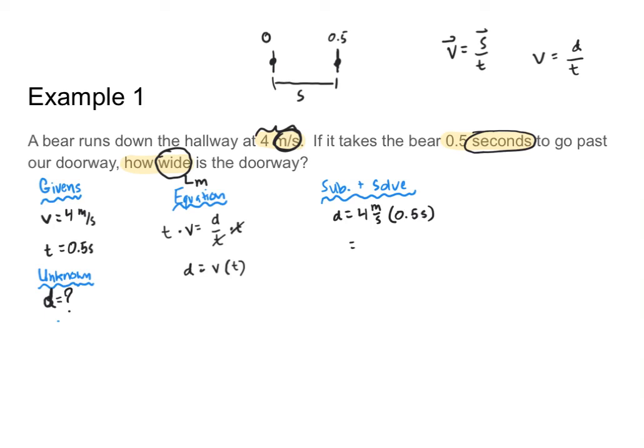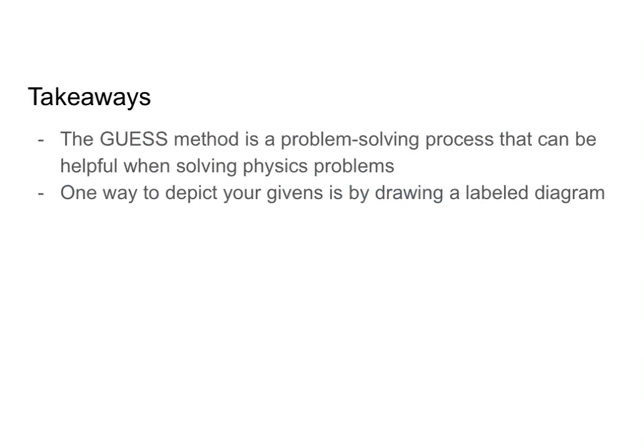So my distance is going to equal 4 times 0.5, or 2. And I can go ahead and do the same thing with my units, right? So I have meters per second times seconds. So my seconds will cancel, leaving me with just meters. And that is my answer. My doorway is 0.5 meters wide.